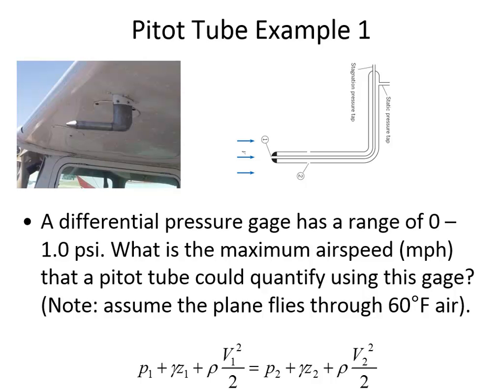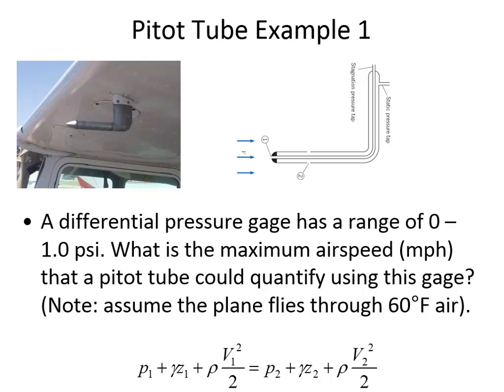Implicit in the definition of stagnation is that V1 is 0 because the wind stops at the opening of that tube. V2, we don't know. We're going to try and find out what is the maximum velocity that this can quantify using the pressure range that we can measure. And we're going to assume that Z1 and Z2 are equal. And I think you can see why that's the case.